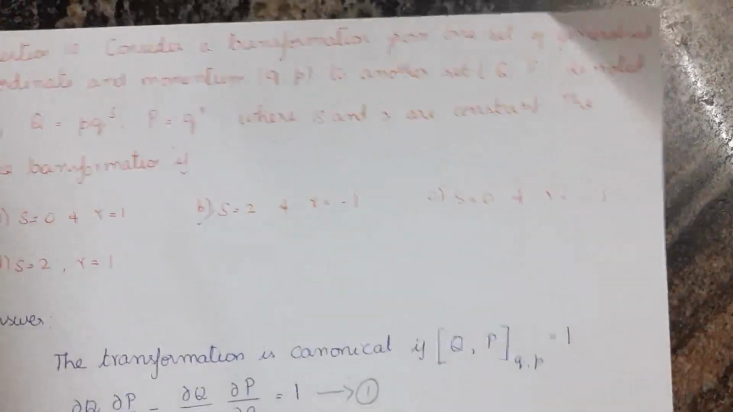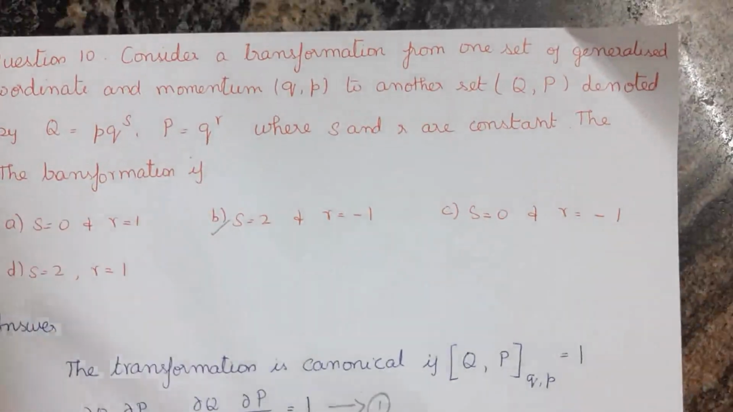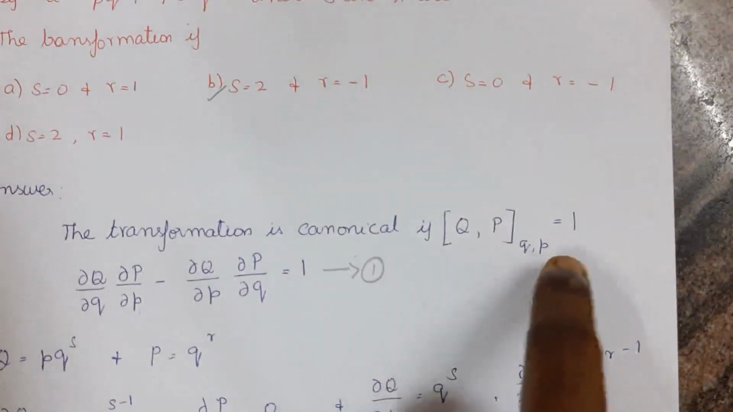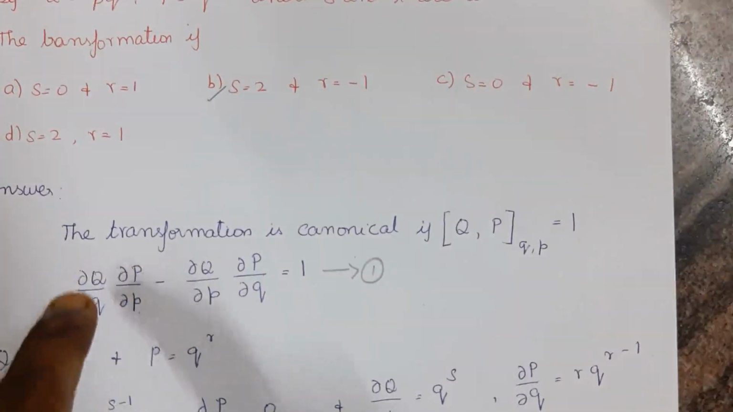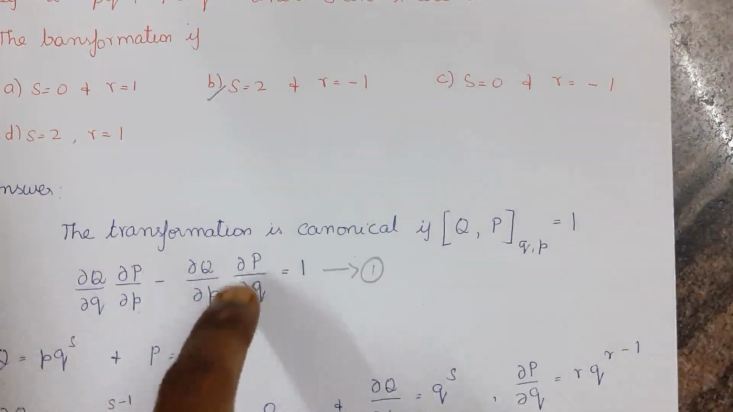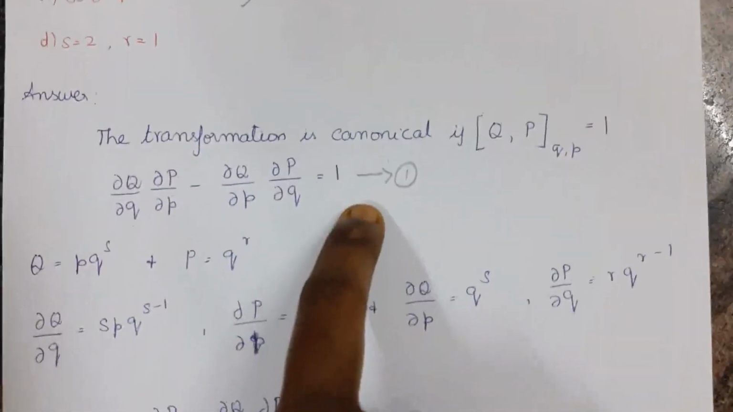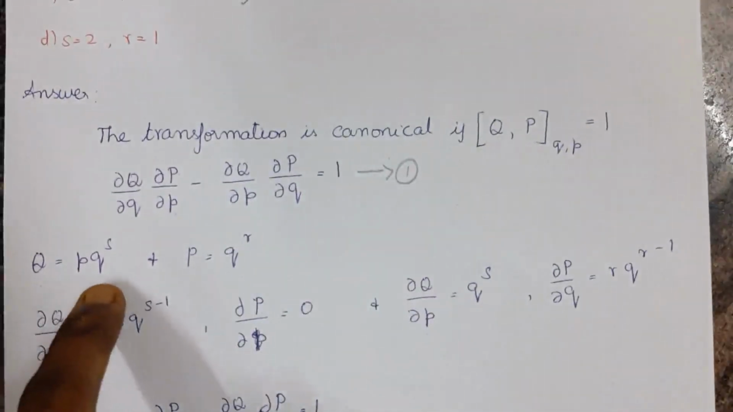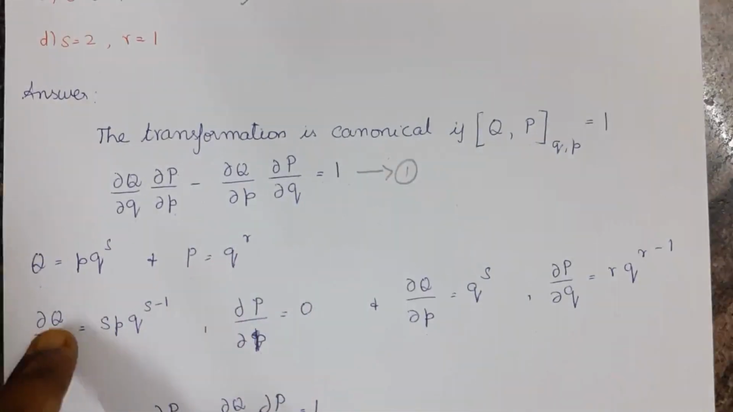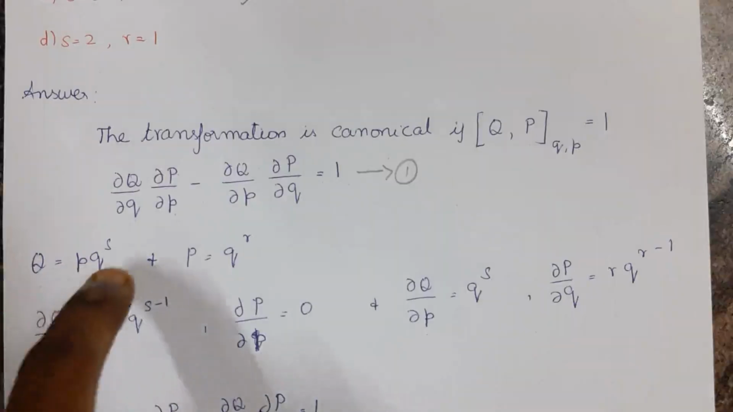So, in this question, they have given that Q, P and q, p are canonically transformable, for what values of s and r. The transformation is canonical if the Poisson bracket of Q comma P is equal to 1. That is, dou Q by dou q, dou P by dou p minus dou Q by dou p, dou P by dou q is equal to 1. In the question, they have given Q is equal to p q power s and P is equal to q power r. So first we will find dou Q by dou q, that is, the partial derivative of Q with respect to q.